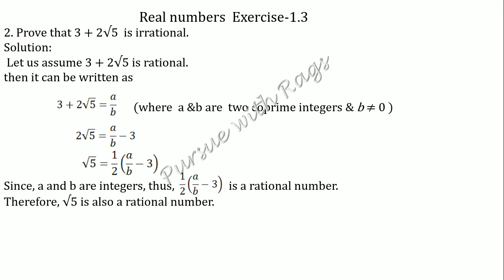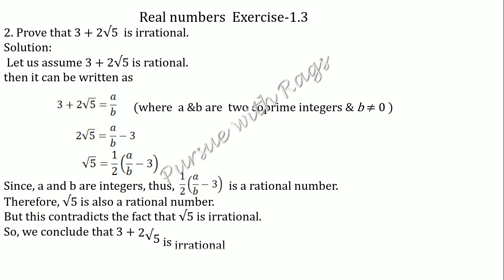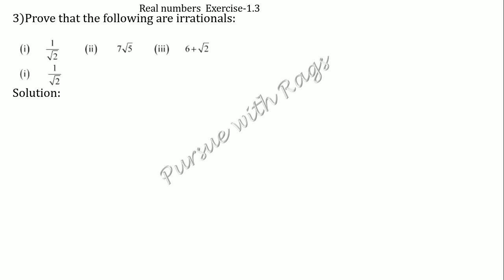But this is a contradiction to what? Root 5 is irrational. In the first sum only we have proved root 5 is irrational, right? So, how can we get root 5 as a rational number? It is not possible, right? So, this is a contradiction to the fact that root 5 is irrational. Therefore, we can tell 3 plus 2 root 5 is an irrational number. Now, moving on to the next question.